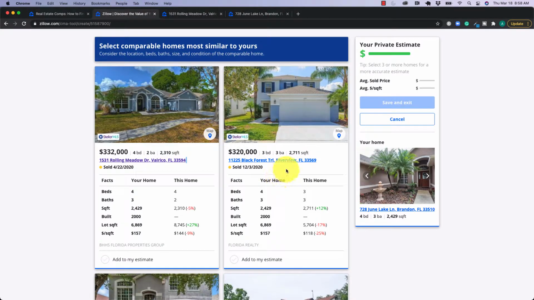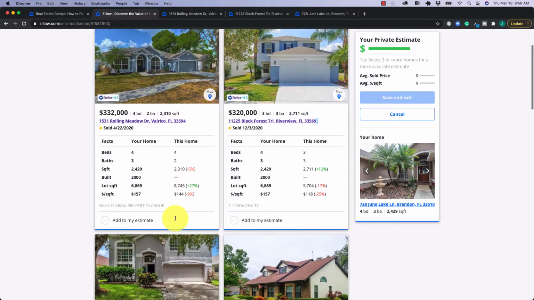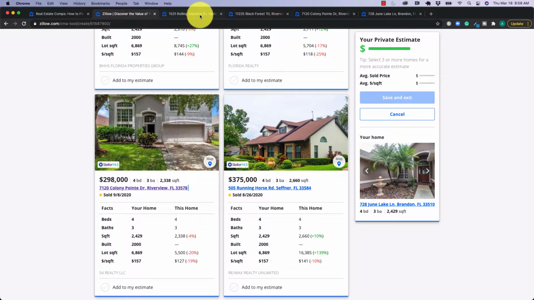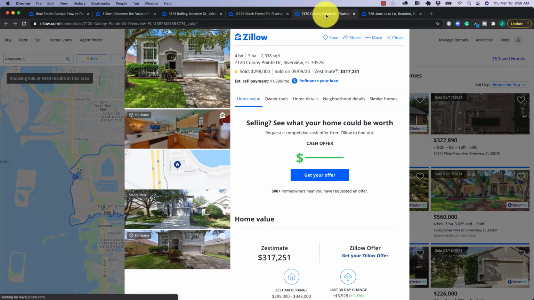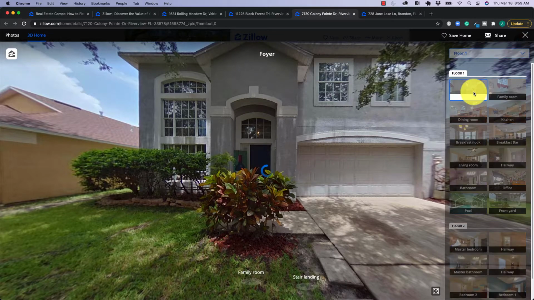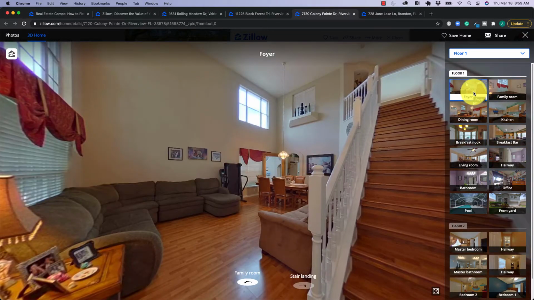Let's see if we could go on to the second one. Are they all like this? Okay, actually no, this one should be fine because I think it had a 3D tour. So at least we could work with that. This is really cool actually. So we see a 2-car garage, and we can actually look, it's 2 floors, so that may be a little bit different.